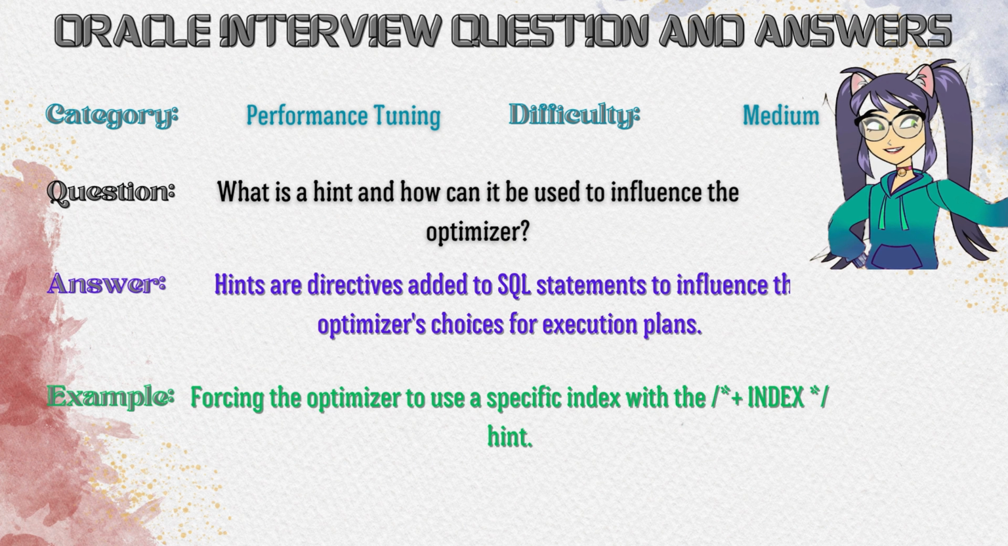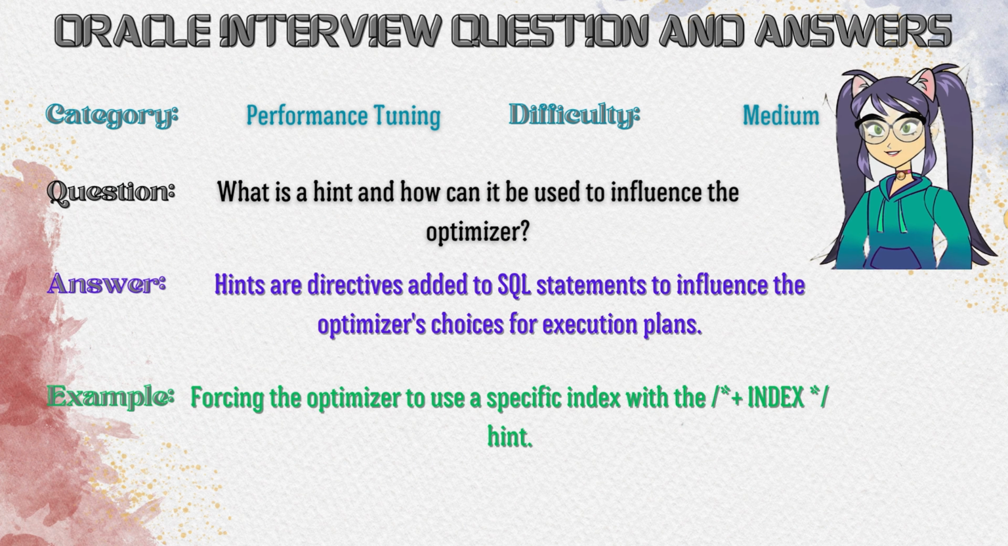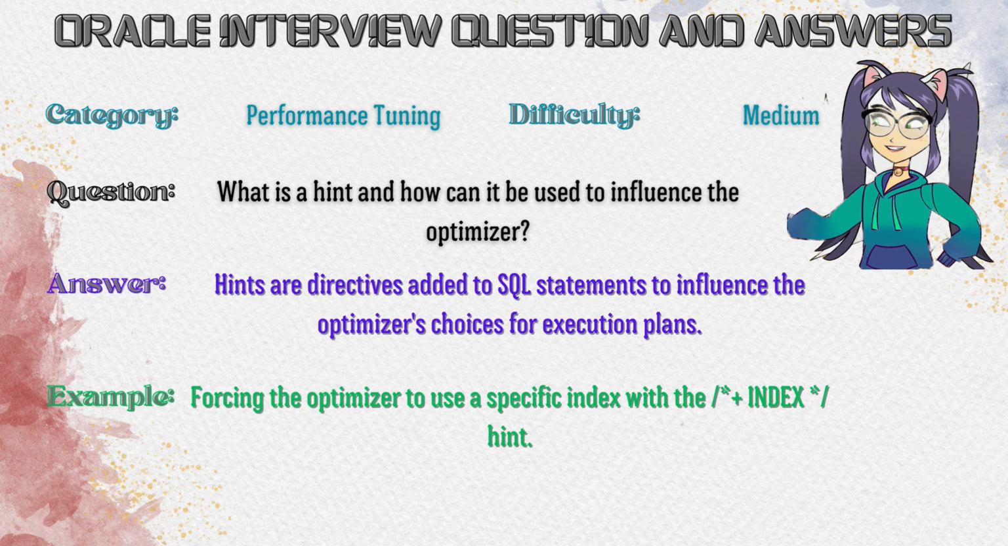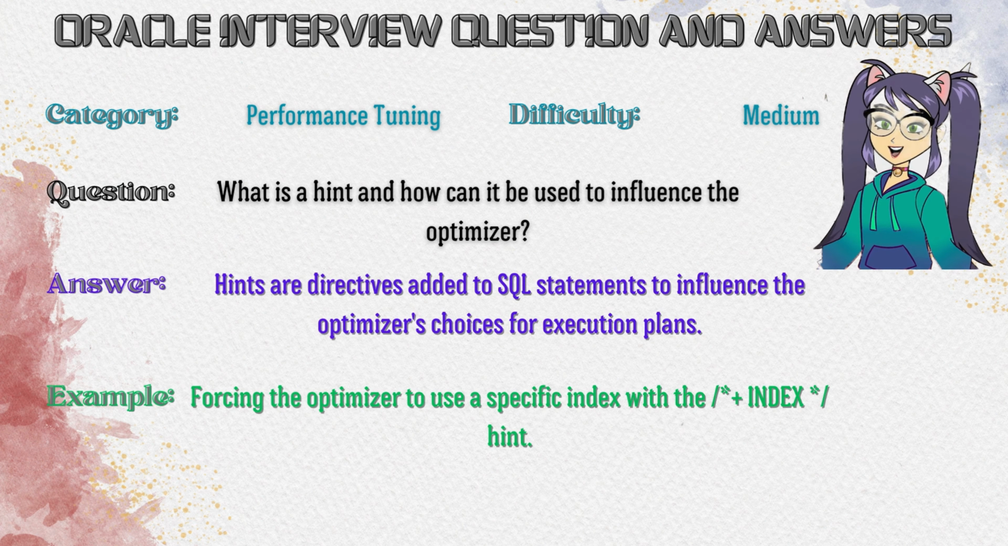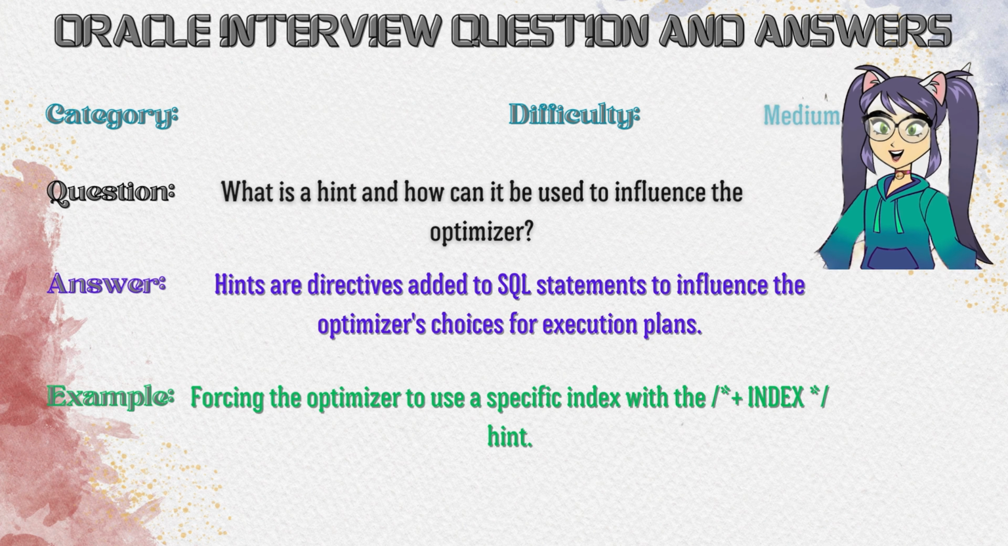Next question: what is a hint and how can it be used to influence the optimizer? And the answer is hints are directives added to SQL statements to influence the optimizer's choices for execution plans. For example, forcing the optimizer to use a specific index with the /*+ INDEX */ hint.